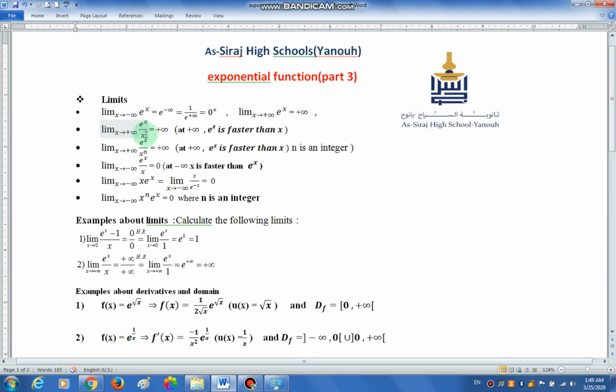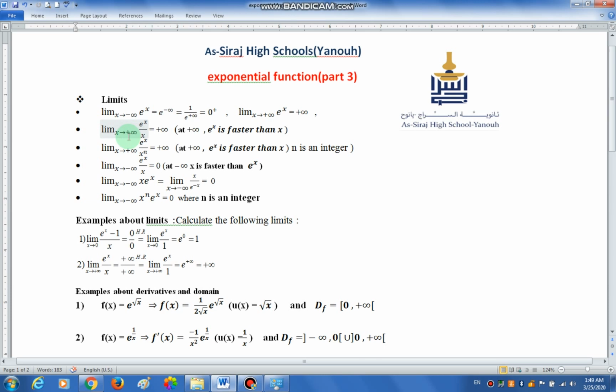Limit of e^x over x as x tends to plus infinity, it is equal to e power plus infinity over plus infinity, which is undetermined form, so I may use L'Hospital's rule. By deriving up and down, it will be the limit of the derivative of e^x, which is e^x, and the derivative of x is 1, so it is the same as the limit of e^x over 1. Substitute x by plus infinity, it will be e power plus infinity, which is plus infinity. In other terms, I may say that at plus infinity, e^x is faster than x.